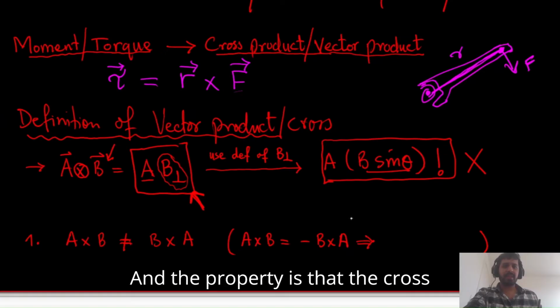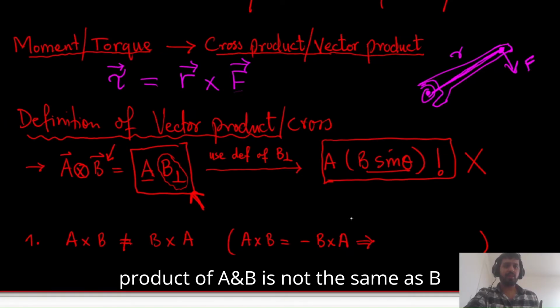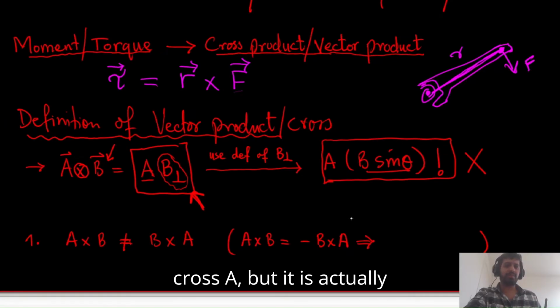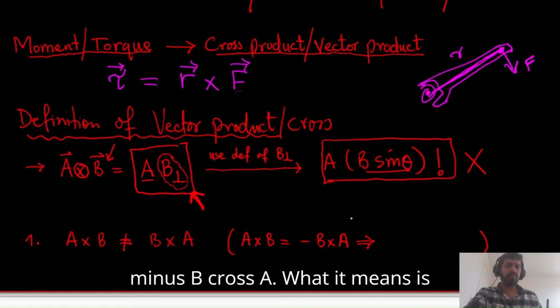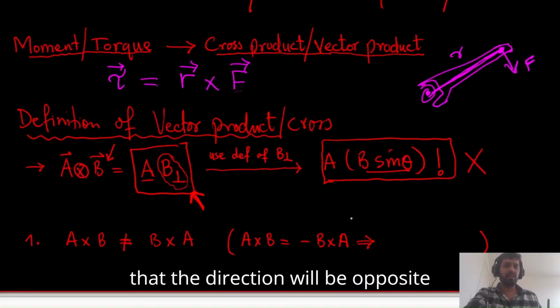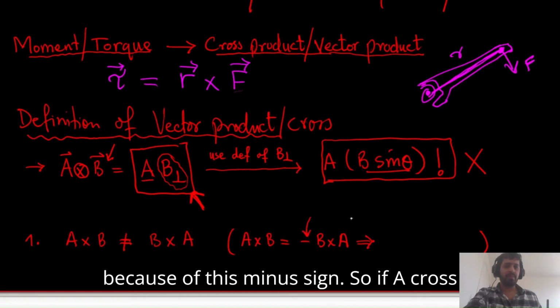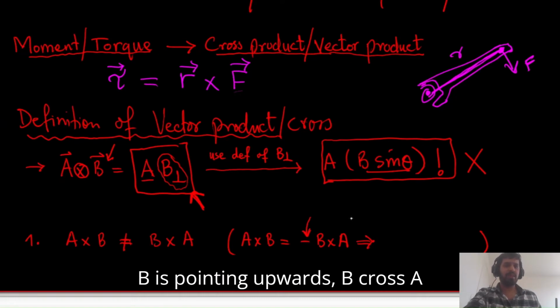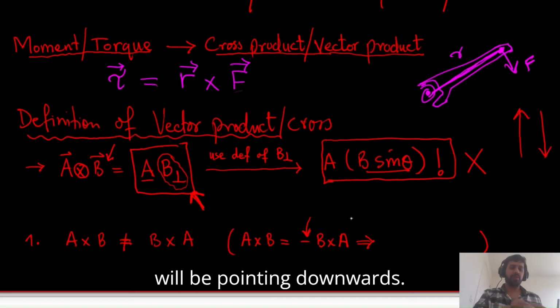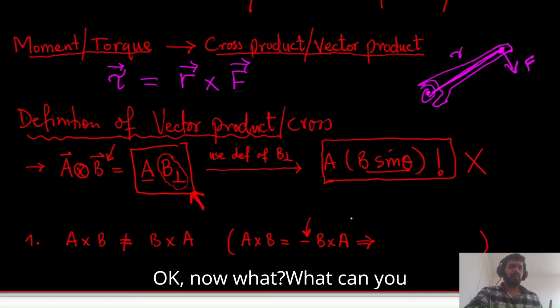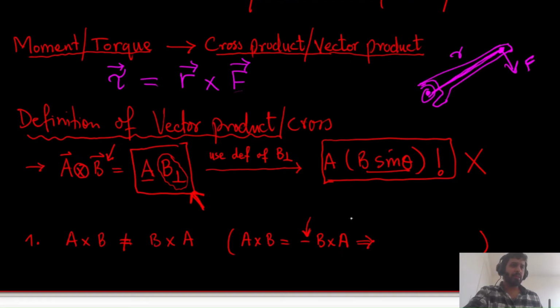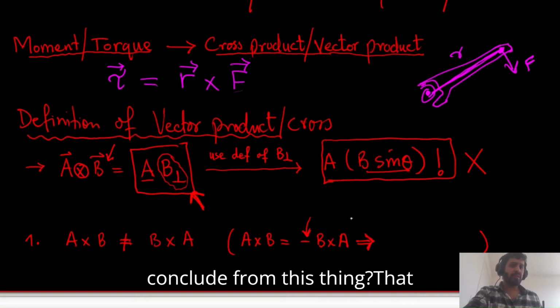And the property is that the cross product of A and B is not the same as B cross A, but it is actually minus B cross A. What it means is that the direction will be opposite because of this minus sign. So if A cross B is pointing upwards, B cross A will be pointing downwards. Okay. Now, what can you conclude from this?